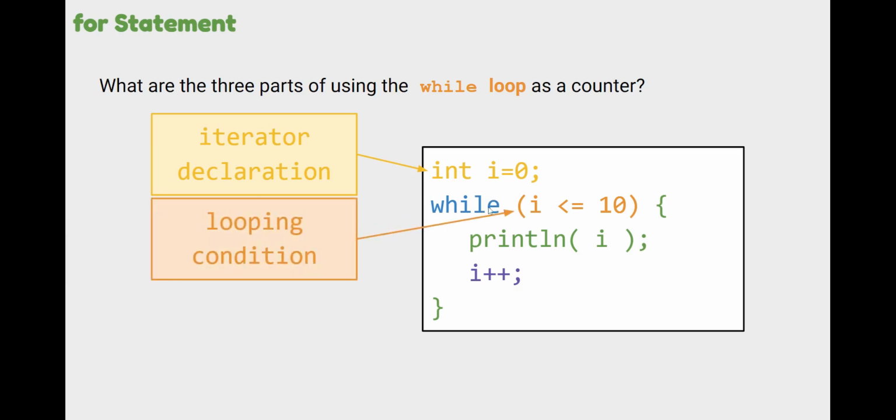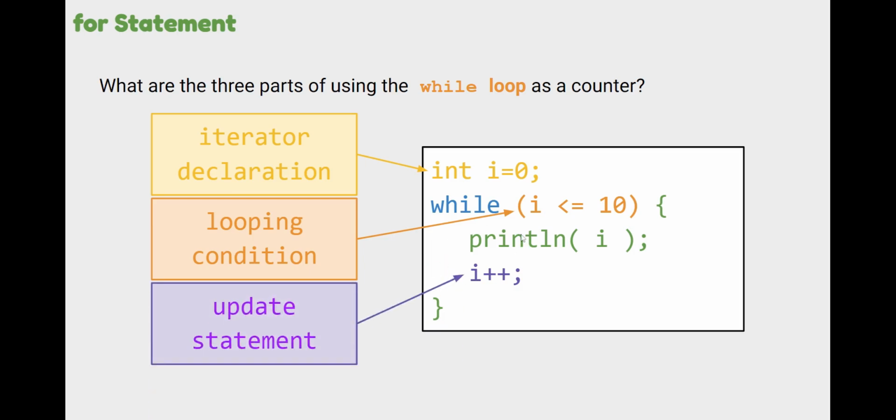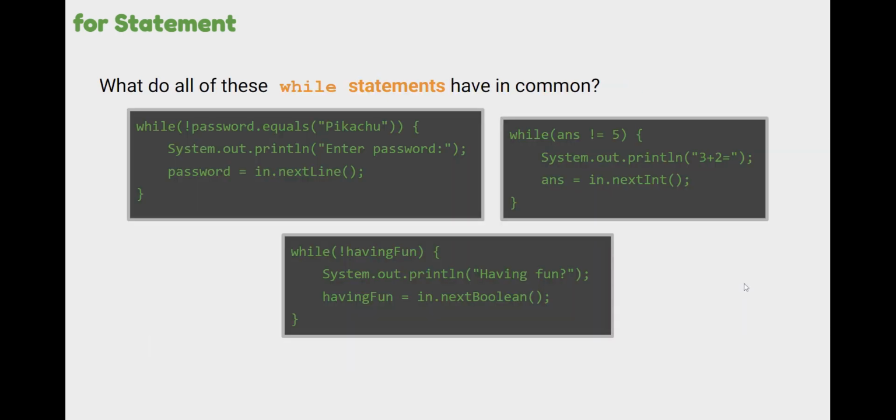The second part that we need is a looping condition that uses that iterator variable. And the third part that we need is an update statement that needs to happen inside the algorithm of the while loop. It's usually the last thing inside that algorithm. We need to move I in such a way that this looping condition will eventually evaluate to false and break the loop. Here we see 3 examples of 3 different while statements.